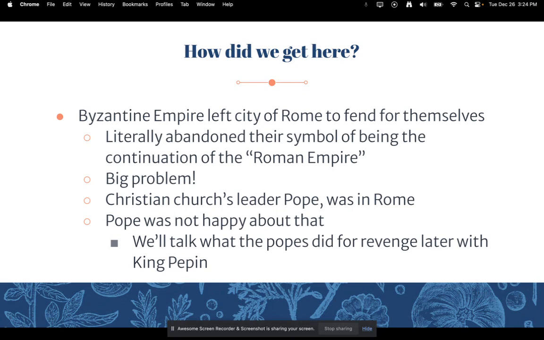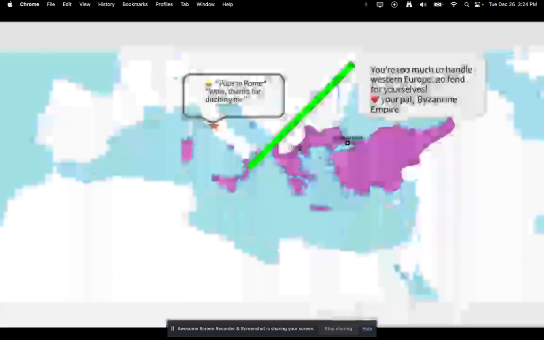Because they abandoned the main city of Rome and moved all their stuff to Constantinople. But there's a really big problem with that. The Christian church's leader, which is the Pope, was still located in Rome. And the Pope was really not happy about that because he's like, hey, Byzantine Empire, you totally just abandoned me. And we'll talk about what the popes did for revenge later when we talk about King Pepin.